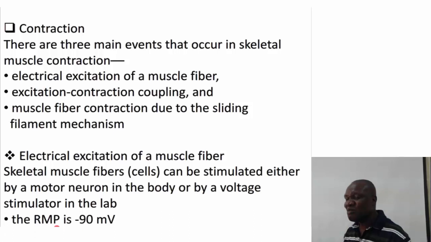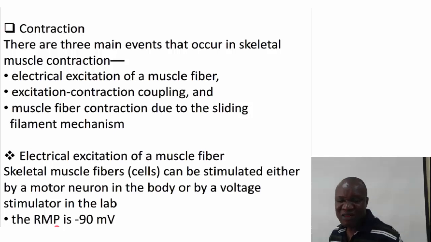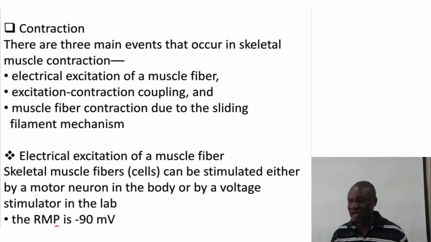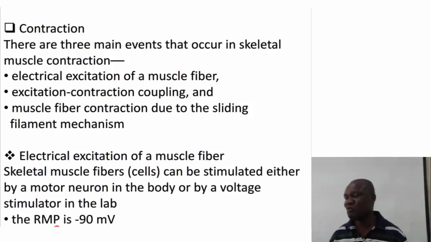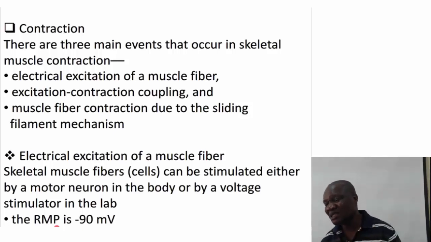Now, the resting membrane potential of skeletal muscle is negative 90 millivolts, and I guess you know what the resting membrane potential is, since I spoke about this at length when we were doing the nervous tissue. The resting membrane potential is negative 90 millivolts, right? And when this is stimulated, it gets depolarized.